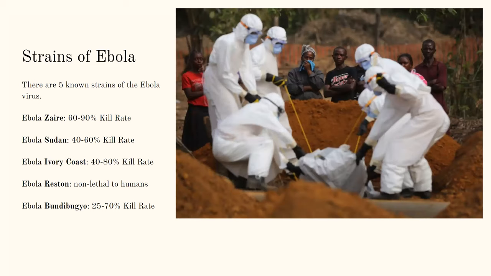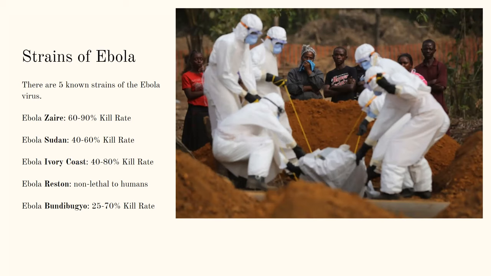So with that being said, there are five strains of Ebola. There's the Ebola Zaire, which it says 60 to 90. We actually place it more in the 80s to 90s. Ebola Sudan, which Ebola would make its way across the border into Sudan. And that strain of Ebola, so remember, viruses mutate over time. When they jump from host to host to host, they mutate. And so over time, the Zairean strain, when it got into a new host, it mutated and became the Ebola Sudan strain. This has between a 40 and 60% kill rate.